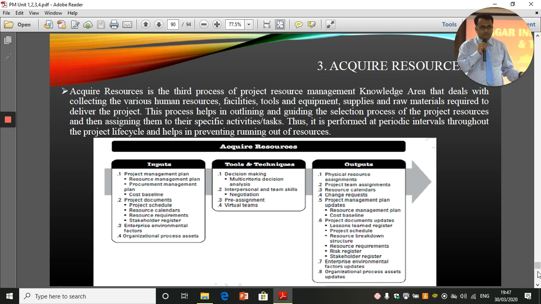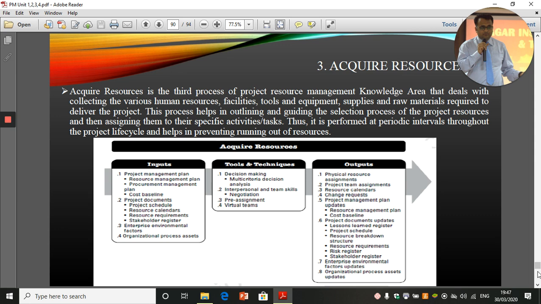Then acquire resources. Acquire resources is the third process of the project resource management knowledge area that deals with collecting the various human resources, facilitating tools and equipment, supplies, and raw materials required to deliver the project. This process helps in outlining and guiding the selection of the project resources and then assigning them to their specific activities and tasks.